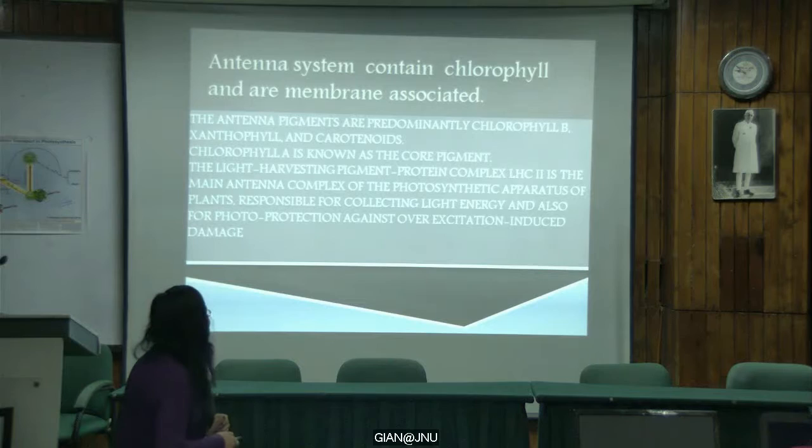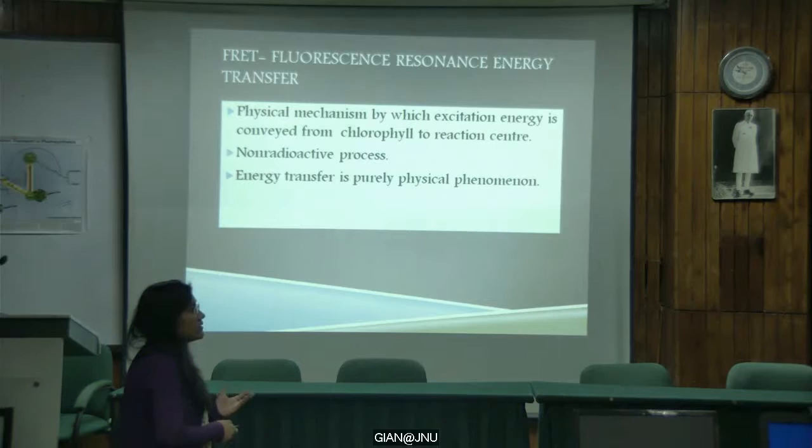So the light harvesting complexes are responsible for collecting light energy and also for photoprotection against over-excitation induced damage. Now, what is the mechanism by which the energy is transferred from the antenna pigments to the reaction center? It is said that the physical mechanism by which excitation energy is conveyed from chlorophyll to the reaction center is thought to be by fluorescence resonance energy transfer.